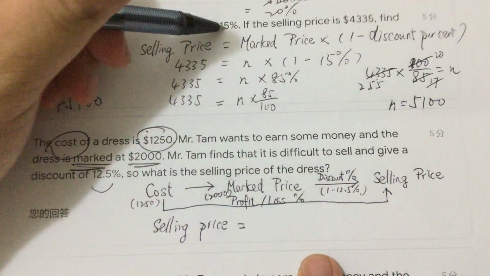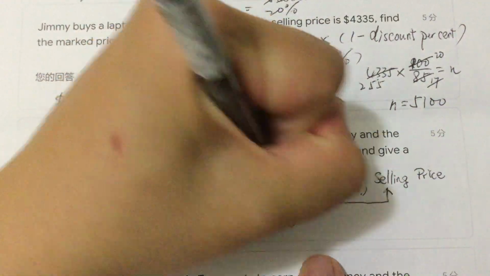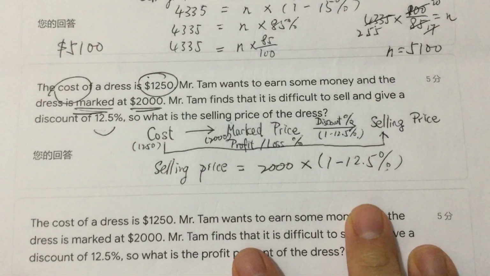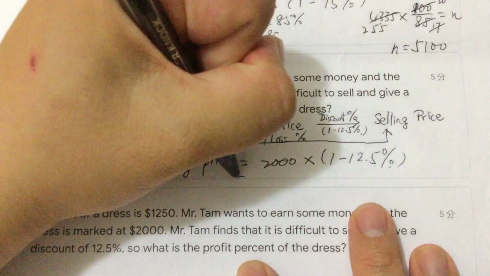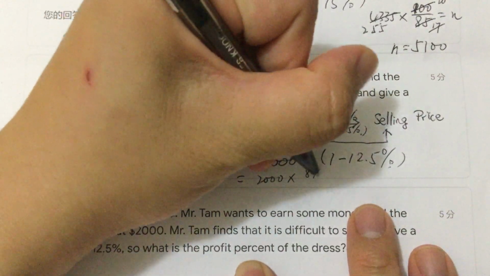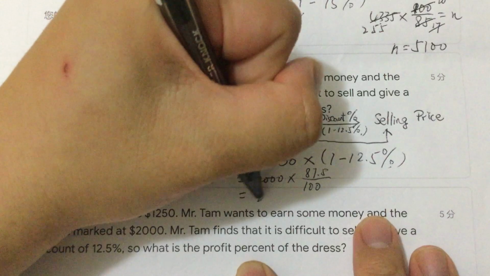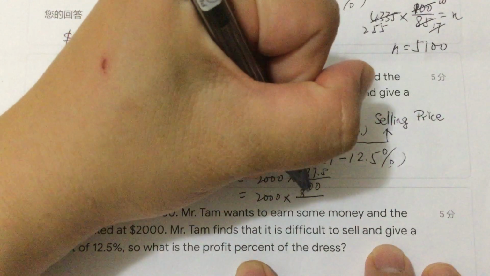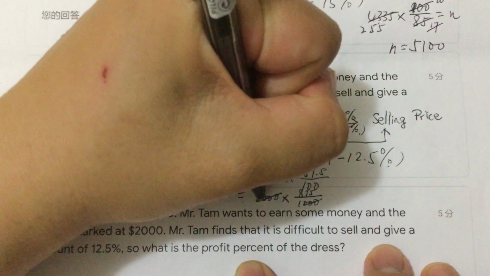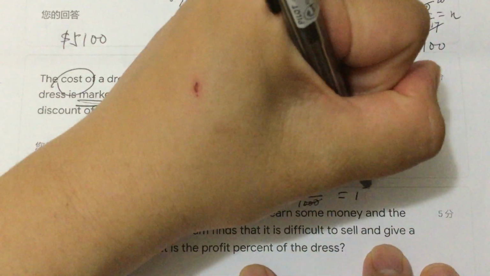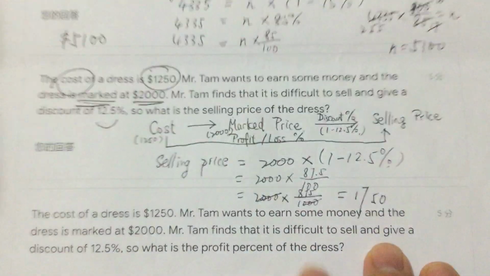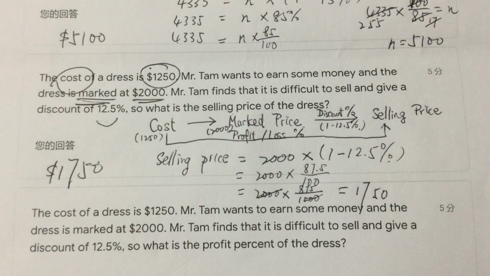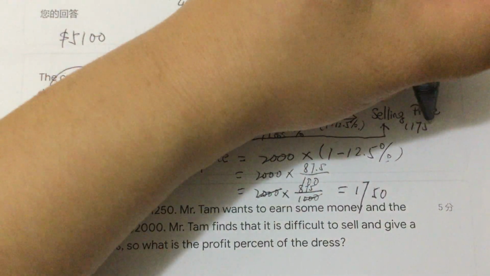Selling price equals, okay, and the mark price, we know this is 2,000 times 1 minus 12.5%. So we will have something like this once again. So this one is 2,000 times 87.5 over 100, and I've told you you can make it expansion so that we add 0 here and we have 875 over 1,000, and then we do the cancellation. So this is 1,750. Okay, so this is $1,750 for the selling price. So we know that the selling price is 1,750.